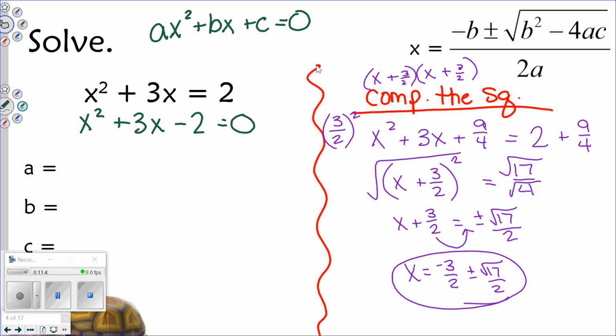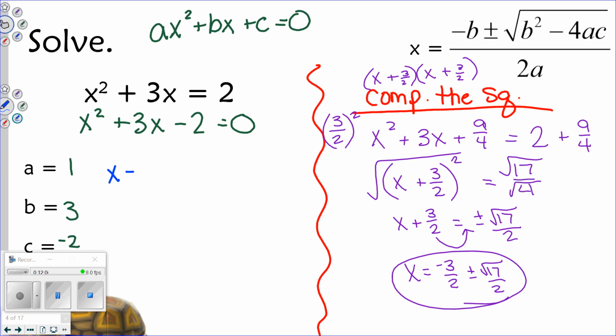Okay. So what is my a value? Remember, a is in front of the x squared, so it's 1. My b and my c, negative 2. Remember, whatever sign is in front of a number stays with that number. So that 2, once I moved it, it's actually a negative 2. Once we know a, b, and c, we just plug them into our formula. All right, so here we go.